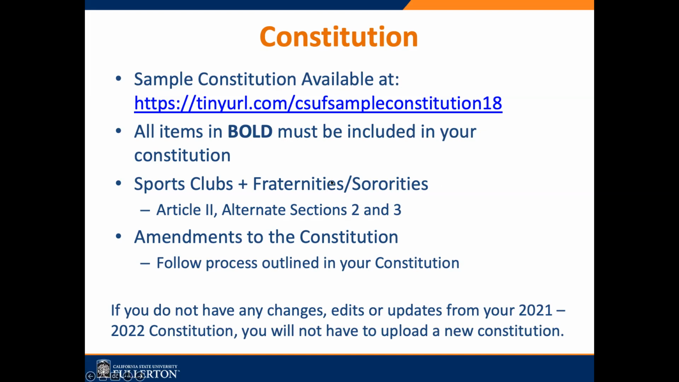Also, another quick reminder, there are certain sections that only apply to sports clubs and fraternities and sororities. Those would be the Article 2 alternative sections 2 and 3 that only apply to those organization groups. So if you do not fall under these groups, please do not include that section in your Constitution.